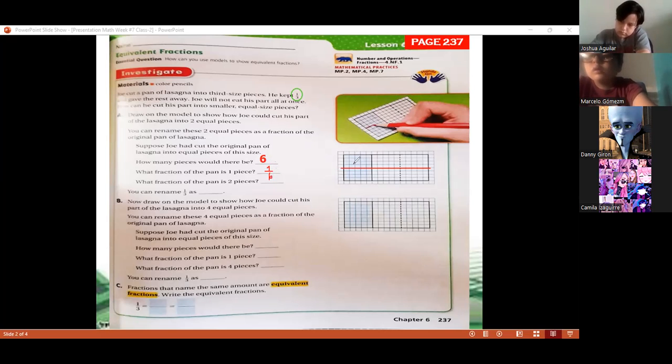This is 6. And then what fraction of the pan is 2 pieces? How can we know these 2 pieces? So we have 1 and 2. So we say 2 out of 6 pieces.